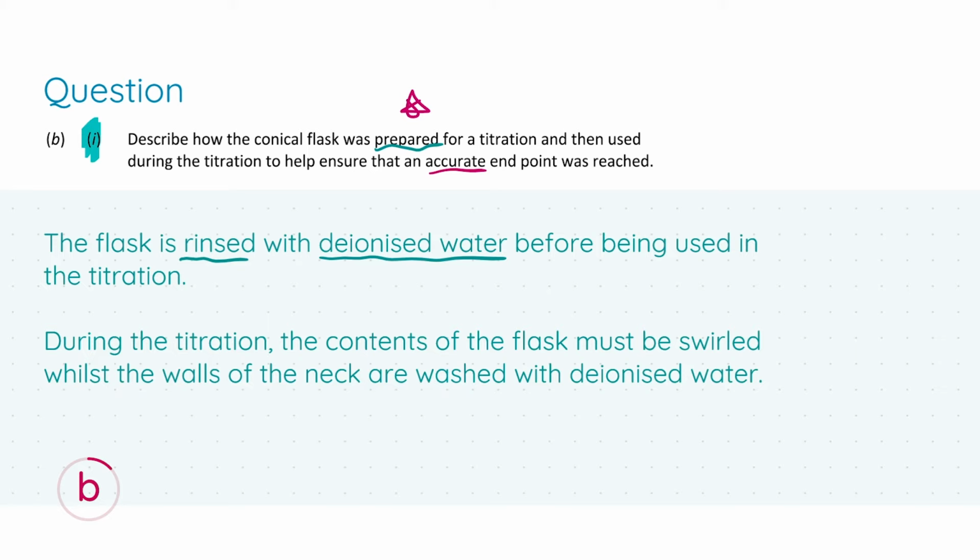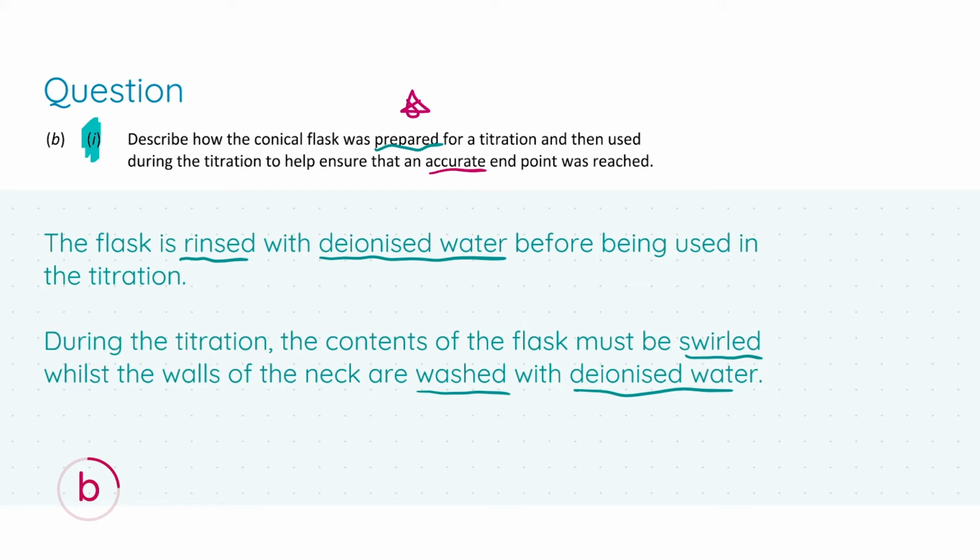Moving on to the second part here, which is actually what do we need to continuously do during the experiment to make sure that we get that accurate endpoint. And in this case, during the titration, the contents of the flask must be swirled whilst the walls of the neck are washed down with, yet again, there's that buzz term, deionized water. And the reason you want to mix those contents is because you want to get a homogeneous solution. You want to make sure that everything in there is reacting and there aren't bits where it's not being nicely mixed. So that's what you want to do, is swirl it to get that nice mix.